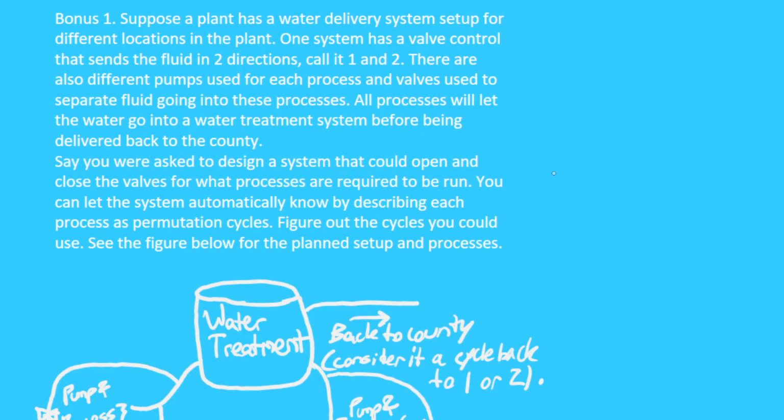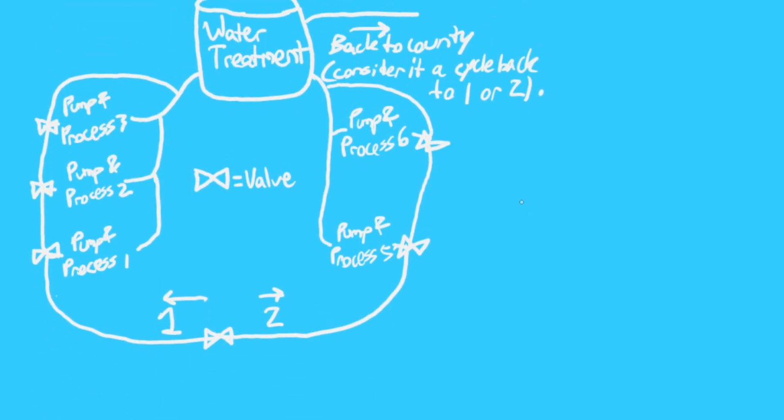And we can see the figure below for the plant setup and processes. So let's look at the figure here. So we have our two flow directions at the beginning, 1 and 2. Looks like when flow direction 1, we have 3 different pumps and processes and valves that separate whether the fluid goes into them or not. And in the second direction, we have 2 processes with valves to separate them. And of course, all the processes go to a water treatment, which will take the water back to the county. Of course, in terms of permutations, we can consider this as cycling back to 1 or 2, because technically the county will bring the water back to the plant in the end.